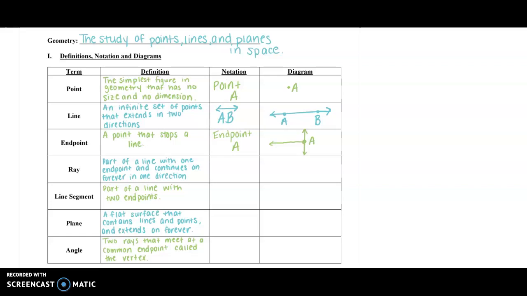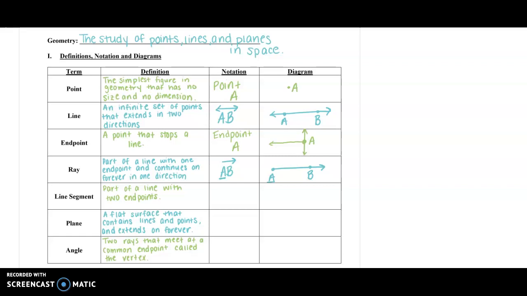Then we have a ray, part of a line with one endpoint that continues on forever in one direction. So it's going to start with an endpoint, and then in the other direction, it's going to go on forever. Let's say that endpoint is A, the second one is B. You would need to make sure the order you write this in is accurate. You always want to start with your endpoint. So this would be ray AB, and you would draw a little ray above it. Okay, notice the difference between line and ray. The line had the line above it, the ray has a little arrow like a ray above it. You need to make sure you're being specific with your notation.